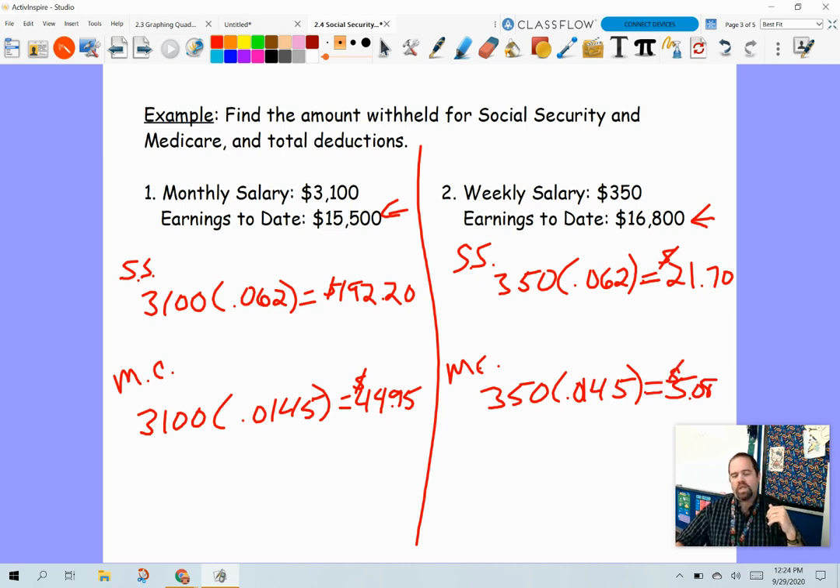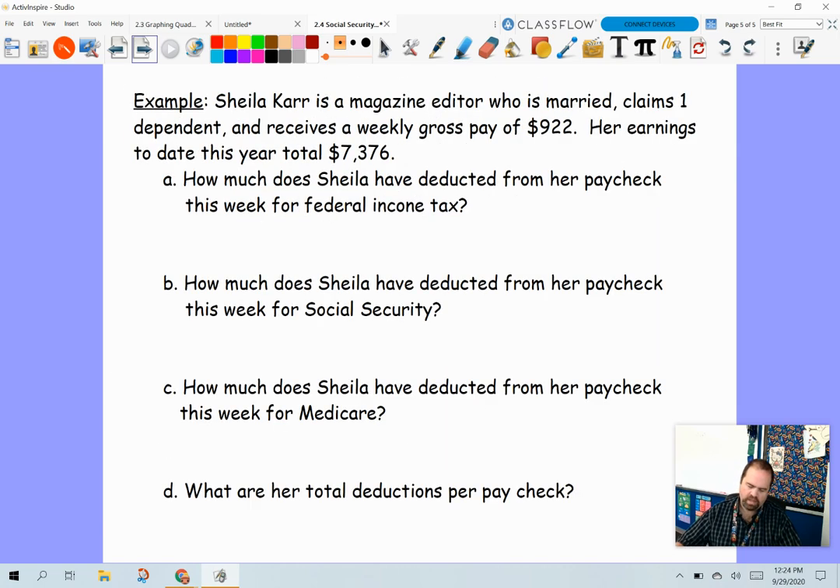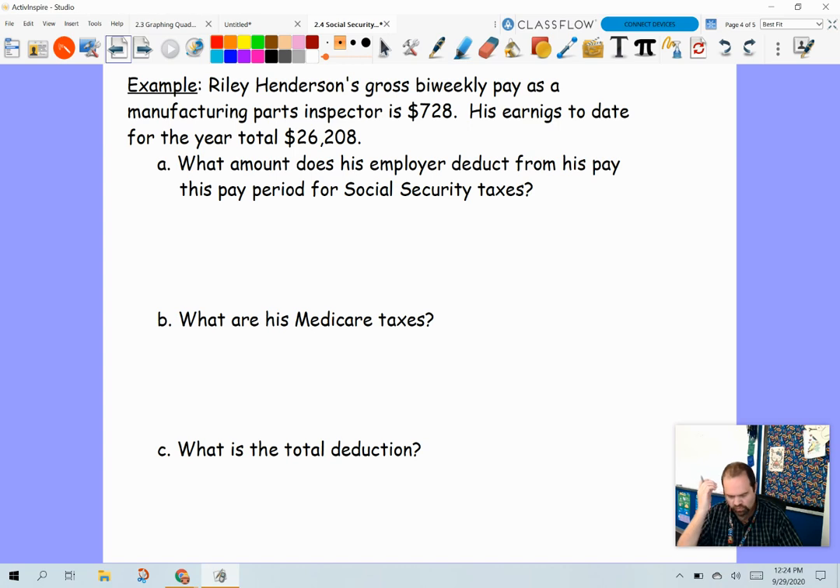Now, on the next question, I ask for the total deductions. Total just means add. So after you calculate your Social Security and your Medicare, add them together. Riley Henderson's gross biweekly pay. That means they get paid every 2 weeks, so they get paid 26 times a year. Riley Henderson's gross biweekly pay as a manufacturing parts inspector is $728. So every 2 weeks, Riley makes $728. His earnings to date for the year totaled $26,208. Again, that just means he didn't hit that $97,500. So no special calculations here.